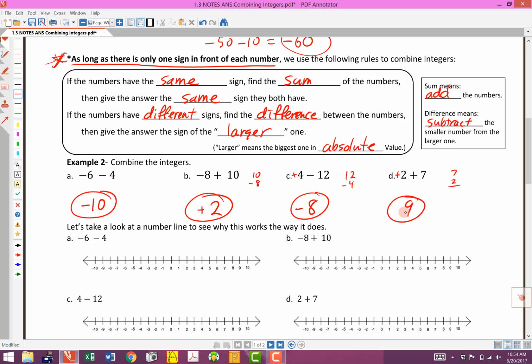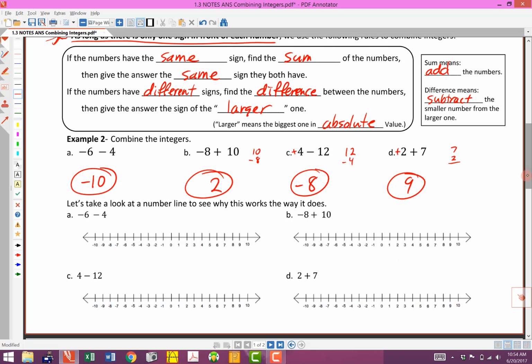All right. We don't need the sign in front of this, so if I wanted to, I could leave that off there. That would be totally okay, but there are the answers. Now we're going to take a look at this and see why this works the way it does on a number line. So this is the number that we're going to start with. We're going to start with -6. So here's 0, and -6 is right here. So if we started at 0, -6 puts us right here. Okay, so there's a -6.